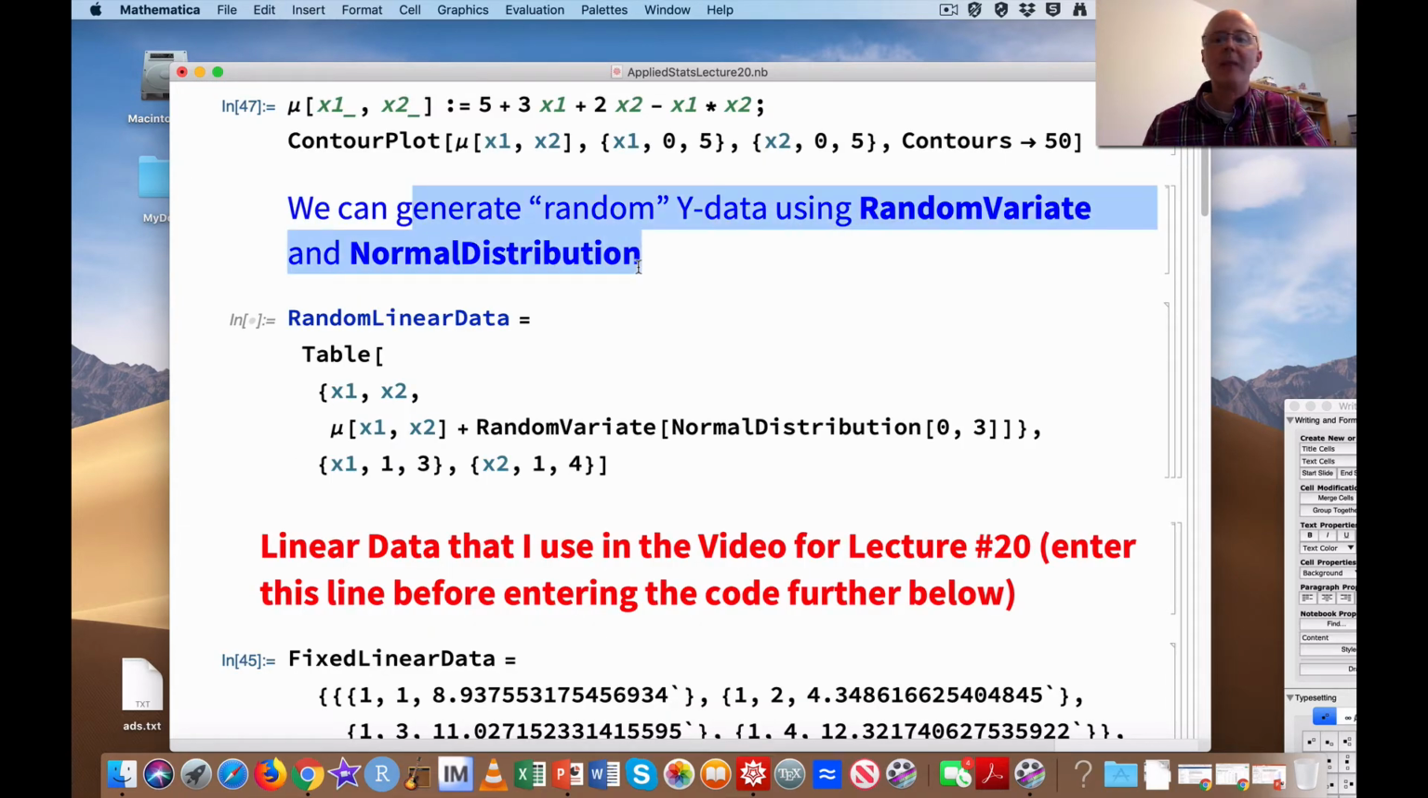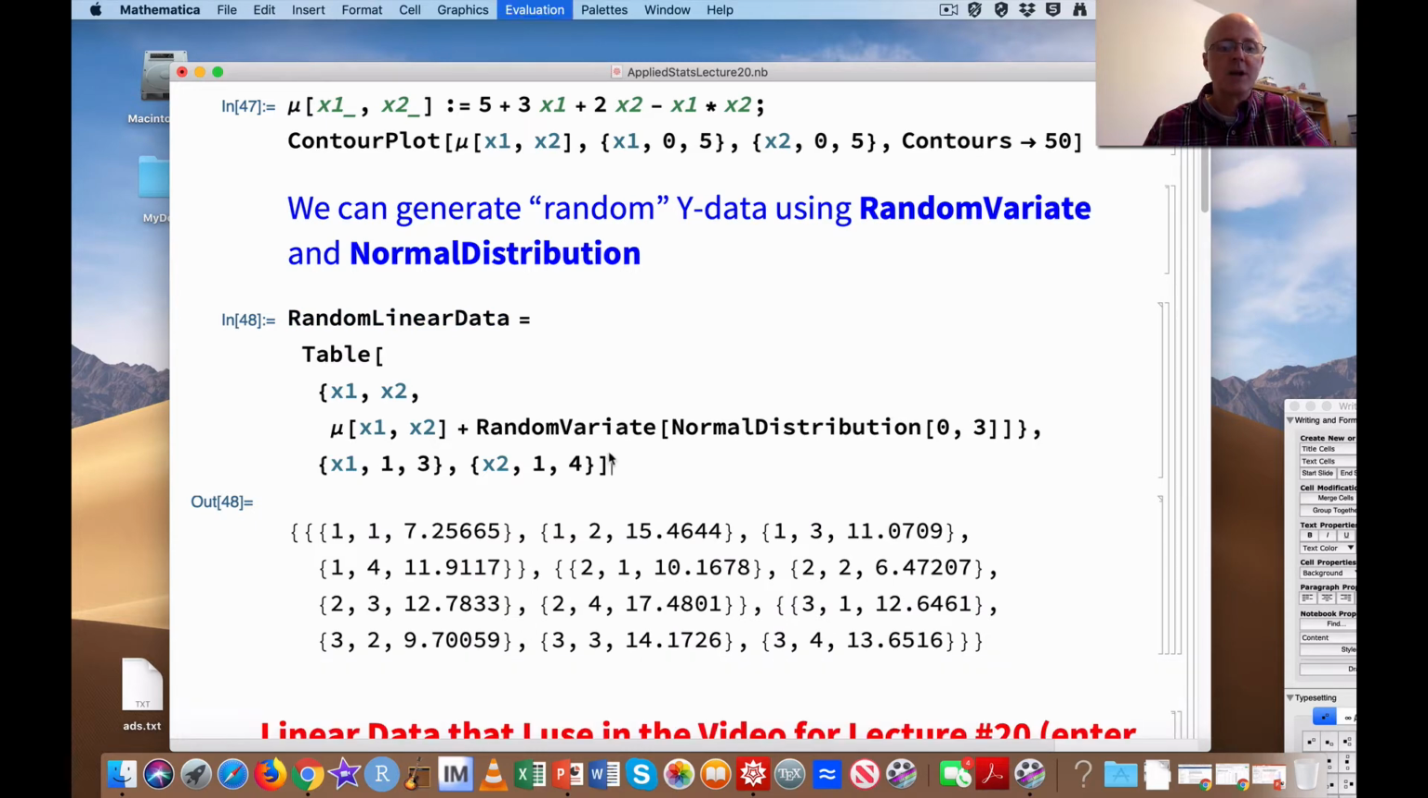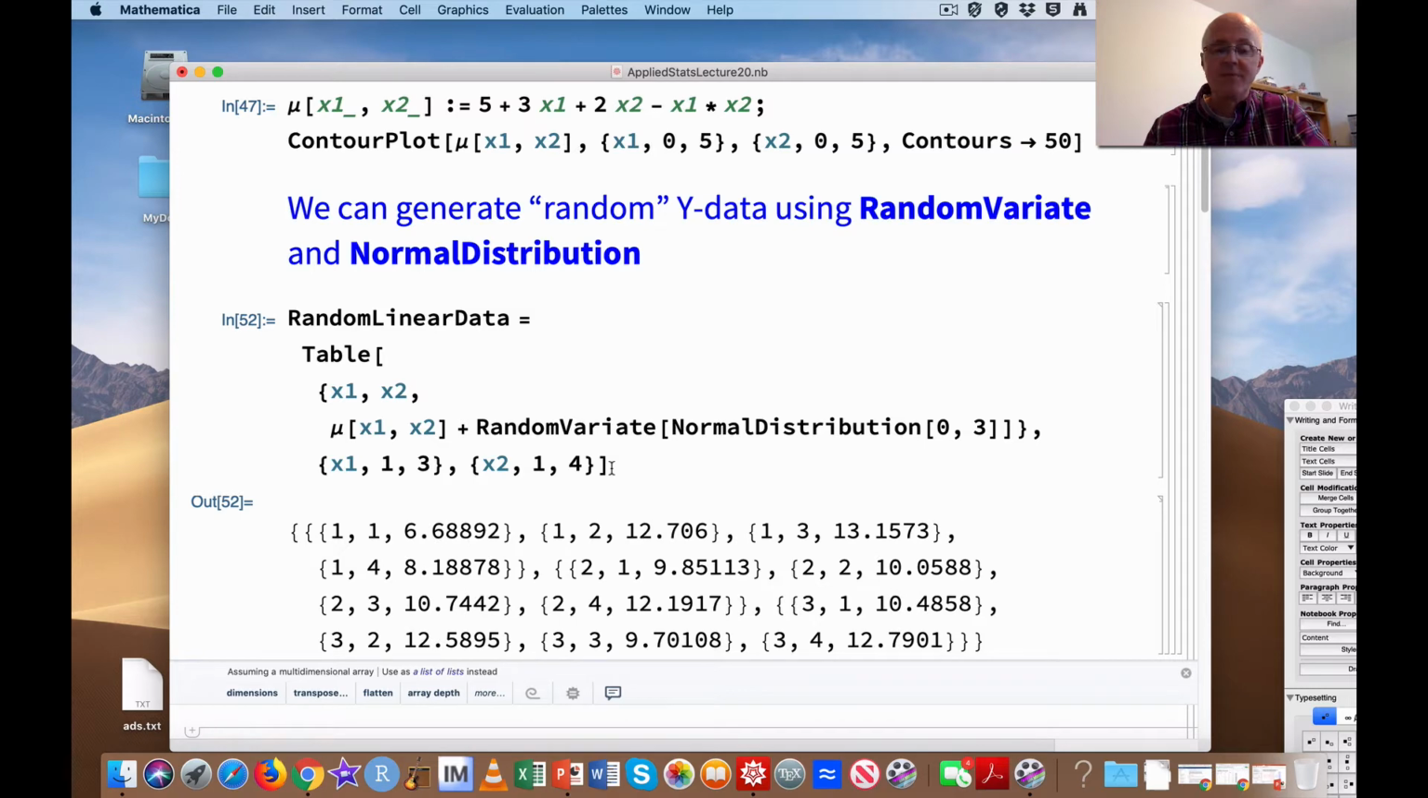I'm going to now generate random y data using RandomVariate and a normal distribution. Again, essentially, I'm taking x1 and x2 to be deterministic. There's no randomness there. But then I plug those into the mu equation, and then I add on the error term. That's what's right here. Normal distribution with a mean of 0 and a standard deviation of 3. The variance is 9. RandomVariate just samples from that distribution. As x1 ranges from 1 to 3, x2 ranges from 1 to 4. As I've shown you before, when you enter this code over and over again, you get different outputs every time because it's doing simulation. But it's still consistent with this model.